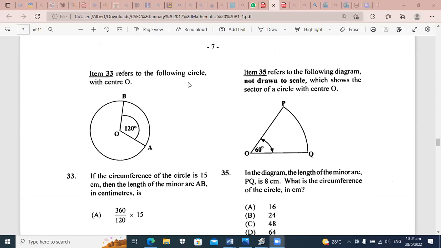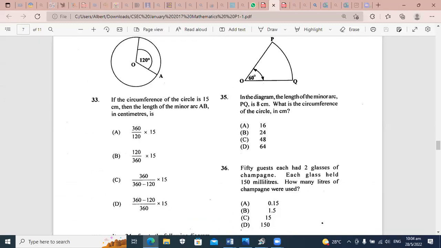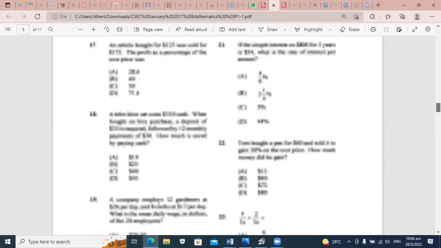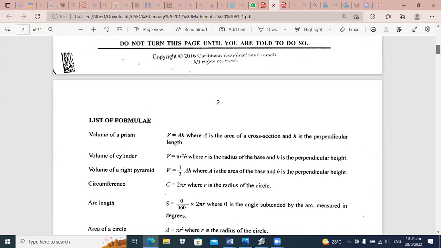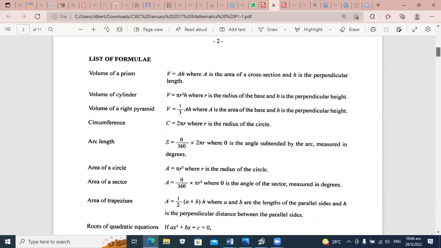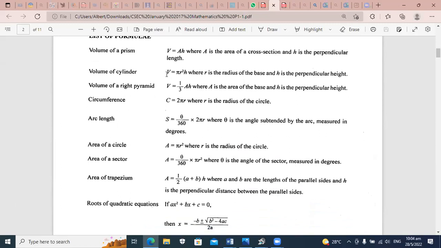All right, let's look at this question here. Oh, I said I was going to show you the formula sheet. If you look at this, this is page 2. They give you the list of all the formulas. See, volume for cylinder, there, pi r squared h. Here for circle, here for sector, here for trapezium.